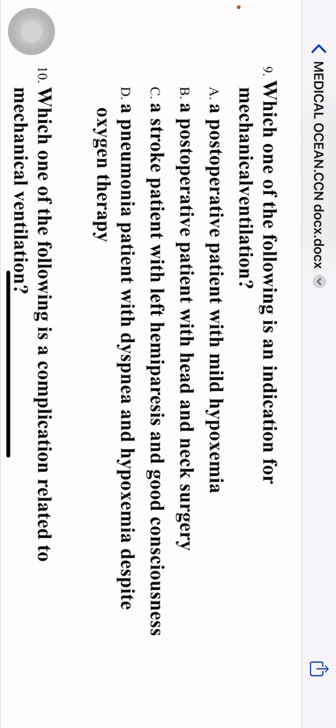MCQ number 9. Which one of the following is an indication for mechanical ventilation? A post-operative patient with mild hypoxemia, a post-operative patient with head and neck surgery, a stroke patient with left hemiplegia and good consciousness, a pneumonia patient with dyspnea and hypoxemia despite oxygen therapy.